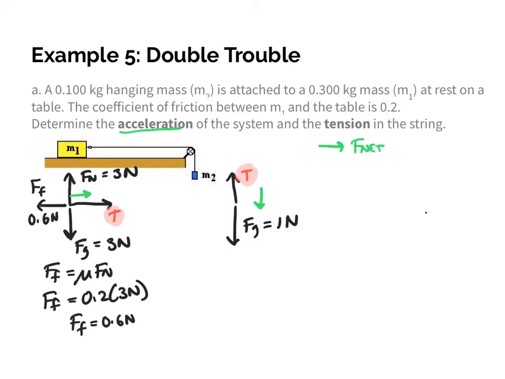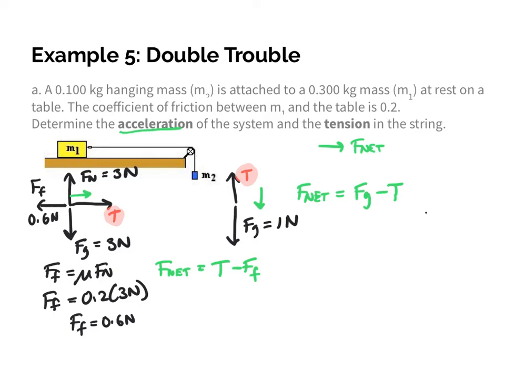So the net force in this first diagram is going to be equal to the difference between the tension and the force of friction. And in this diagram, the net force is going to be equal to the force of gravity subtracted by the tension. The reason it's different in both cases is because here it's going to accelerate downward, and here it's going to accelerate to the right, if you can imagine this system moving.